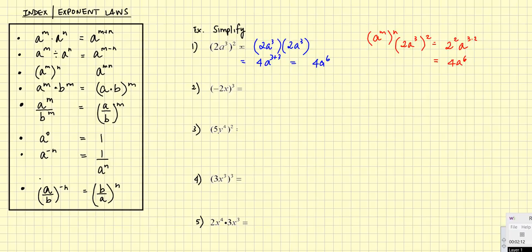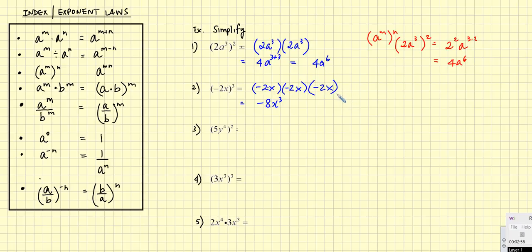Okay. Our second example, again, is another problem where we can either expand it, saying (negative 2x) times (negative 2x) times (negative 2x). Now, a negative times a negative will go to a positive, times another negative will go to a negative, so you'll have negative 8, and then x times x times x. Well, that's like saying x to the 1 times x to the 1 times x to the 1, so it's 1 plus 1 plus 1, which would give me negative 8x cubed.